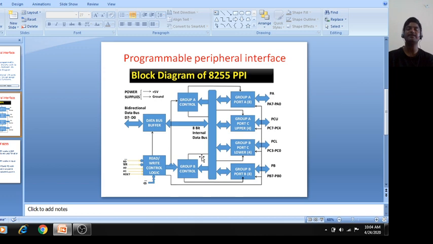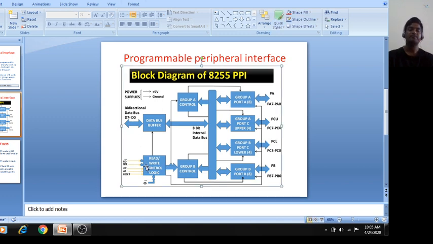It is a 40 pin IC, which means it has 40 signals. 24 are designated for port A, B, and C. And next, to operate any IC we require a regulated power supply. These two pins, plus 5 volt and ground, make a total of 26 pins. Next you have the data bus buffer, D0 to D7, where you can read or write data on the data bus. 26 plus 8, 34.